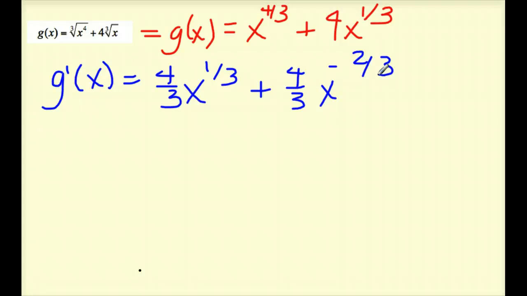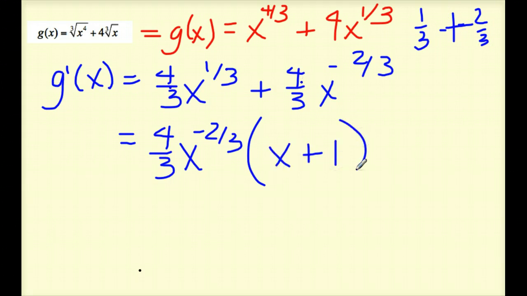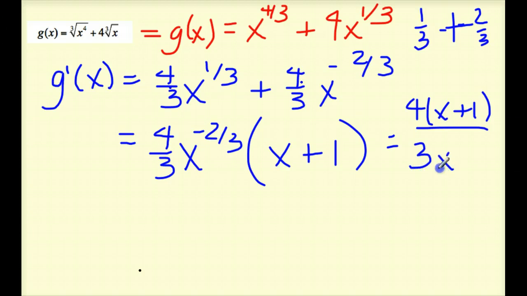So what I'm going to do is pull out a 4/3 and an x to the negative 2/3. So I get 4 over 3 x to the negative 2/3. If I pull that out, I get 1 over 3 minus negative 2 over 3. This becomes a positive, which gives me an x, plus 1, since that's exactly what I pulled out. And then if I rewrite this, I get 4 times x plus 1 divided by 3 x to the 2 over 3. Okay?